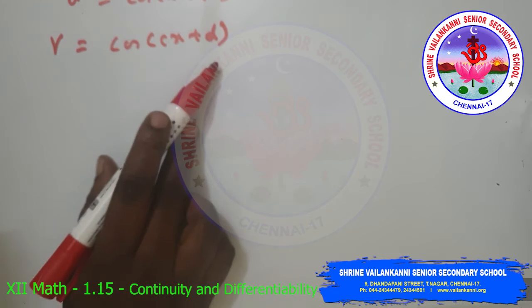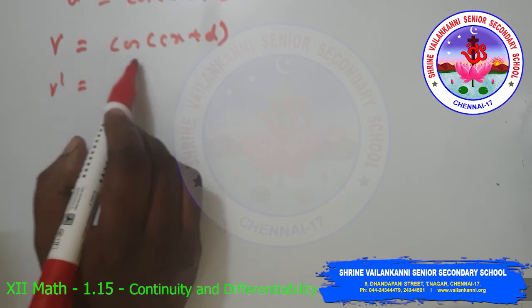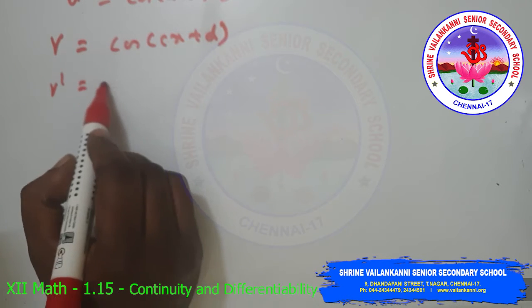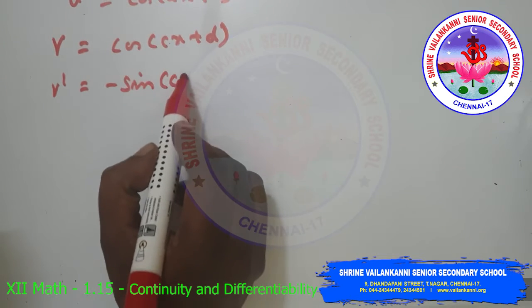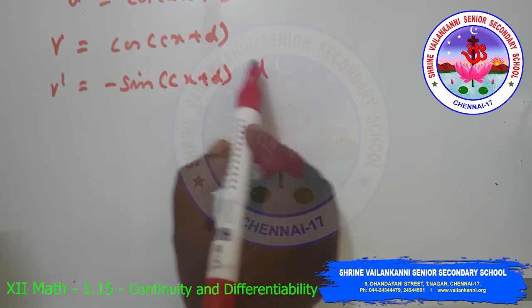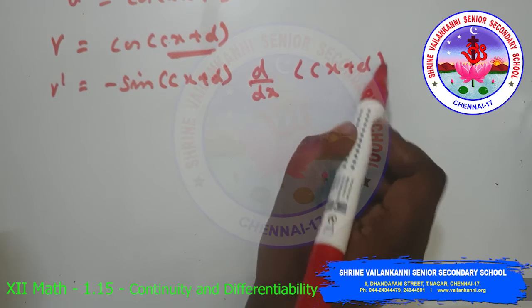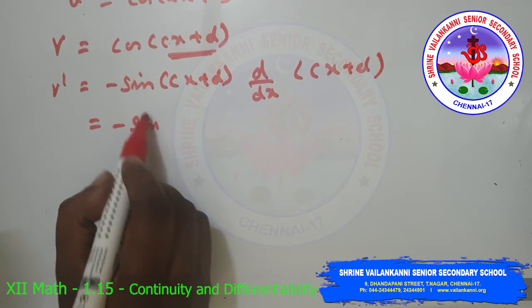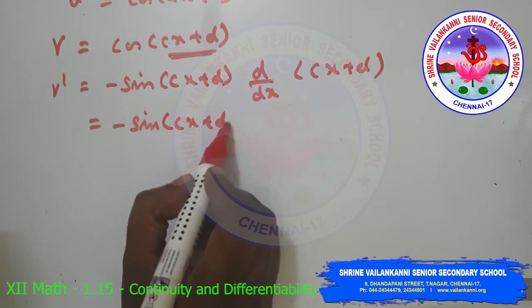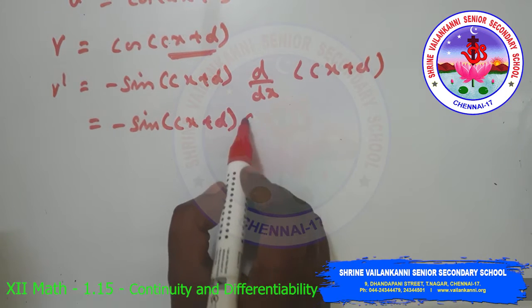V is cos of cx plus d. So differentiating this, differentiating cos, we have minus sine of cx plus d. Again differentiating this, d by dx of cx plus d. So we get minus sine of cx plus d into d by dx of cx plus d, which is c.